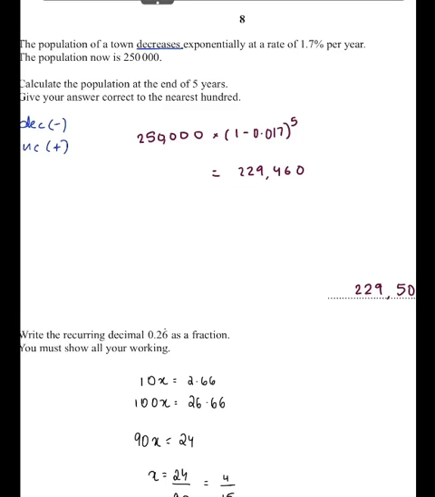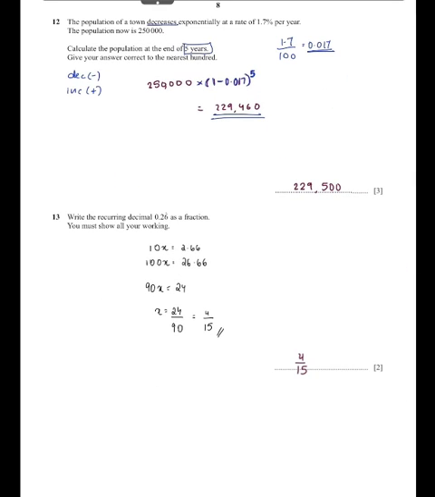So since it's saying decreases, we use the formula, which is the original population, which is 250,000 into bracket 1. Since it is decrease, we minus. But if it is increase, we will plus. But now since it's decrease, we will just minus it. And then 1.7%, 1.7 by 100 is equal to 0.017. So we minus 0.017 and then we close the bracket. Then we have the number of years, which is 5. So then we put a power of 5. We'll get an answer of 229,460.